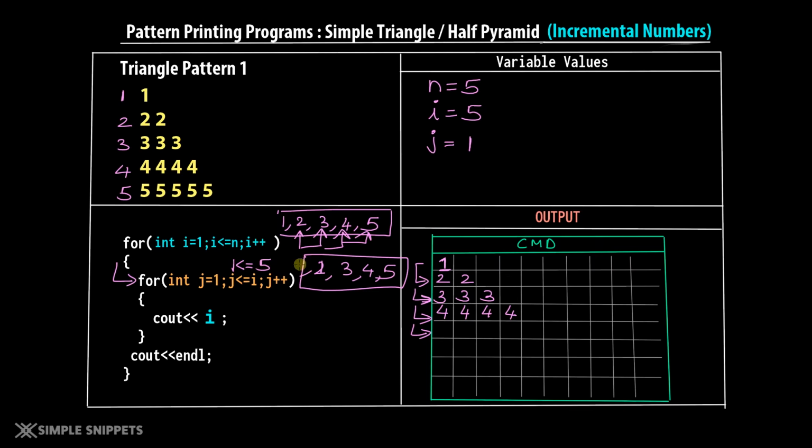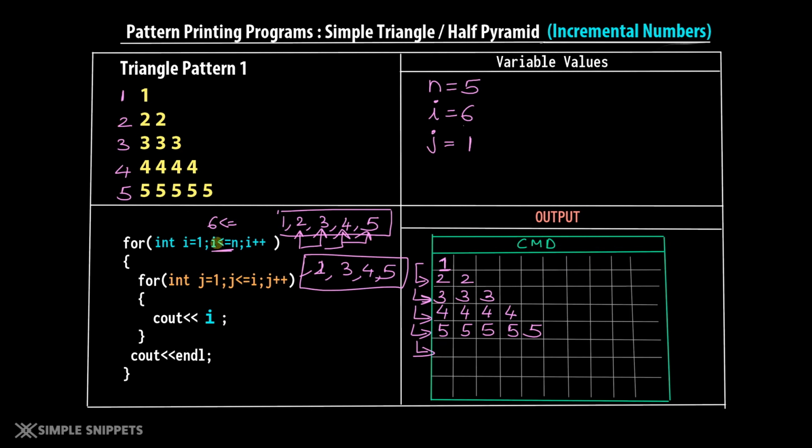So 5 times, and 5 times what we are doing, we are doing simply cout i. i's value has become 5, so you are going to print 5 five times. And then you'll come outside the for loop, you'll say cout endl, you'll come on a new line. You'll go to the start of the for loop, you'll say i plus plus, i will now become 6. Now when i becomes 6, you'll check the condition.